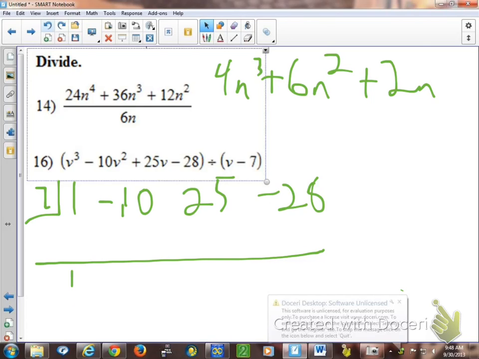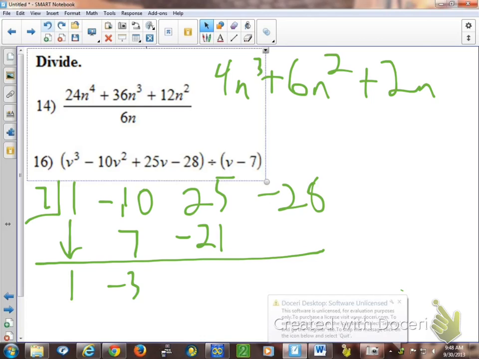Zero. Drop the 1. You always drop the first number. Then you multiply 7 times 1. 7. Negative 3. Negative 21. How are you getting these? You take negative 3 times 7.